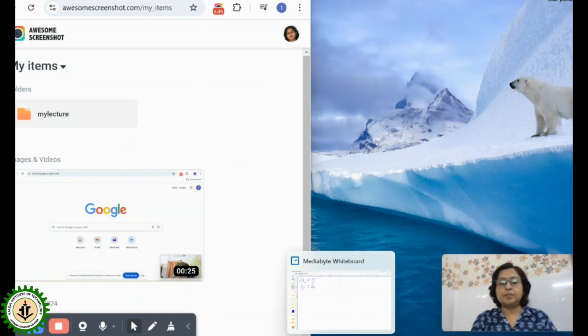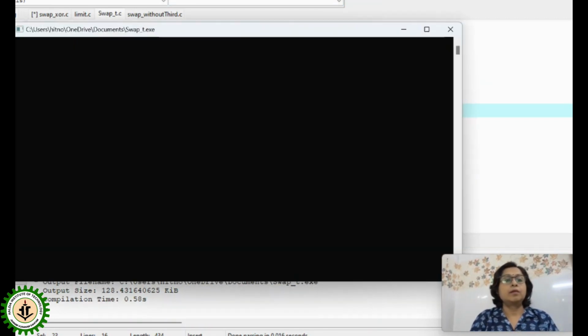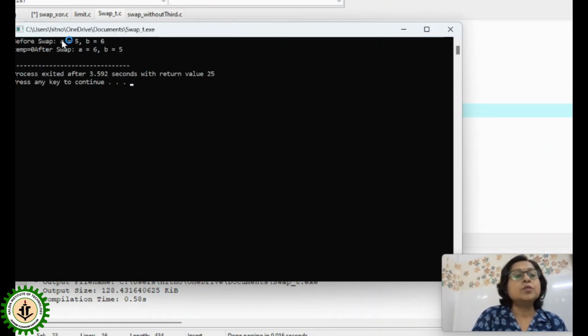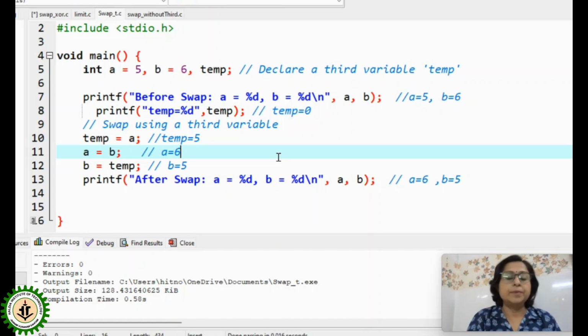Just a sec. Fine, so let the answer come. Okay, so before swap A is 5 and B is 6, and after swap A is 6 and B is 5. So our aim is fulfilled. This logic is about the swapping of two integers with the help of a third variable.